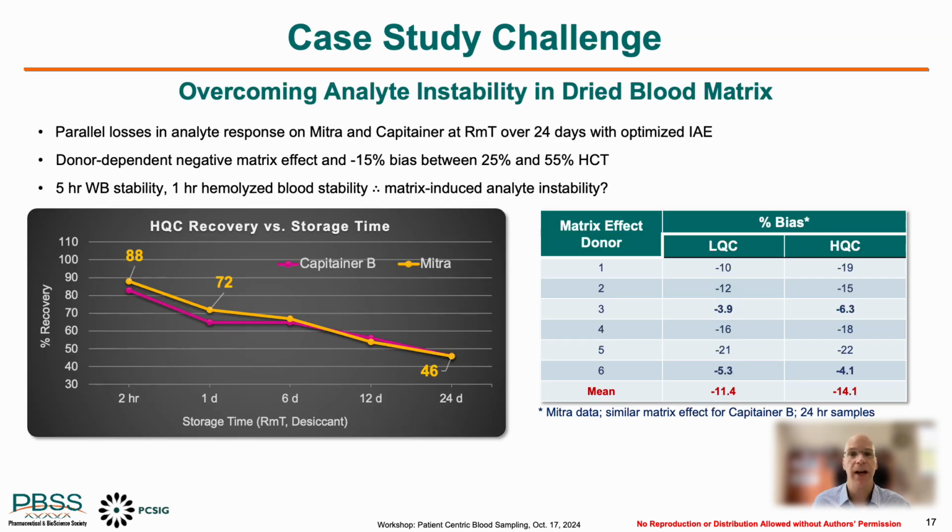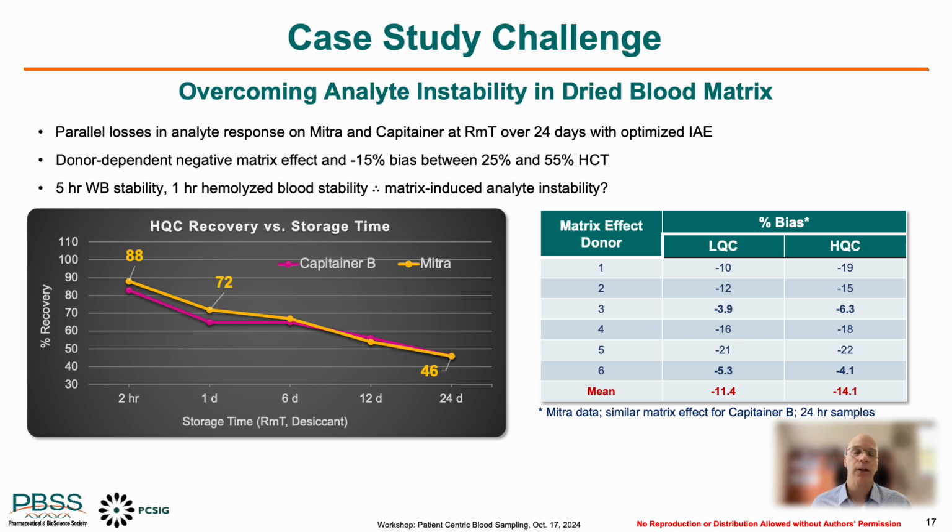For the next case study, the challenges were rather different and required an out-of-the-box solution. For this analyte, we observed reduced recovery, some 42% on both Mitra and Capitainer, so they mirrored each other over a 24-day period, most pronounced at room temperature, which I've plotted here, but improving somewhat at reduced temperatures of 4 degrees and minus 20 degrees C. However, our client insisted that reduced temperature storage over a truncated period in order to meet acceptance criteria for stability was not an option for this study, and so we were tasked with making it work at room temperature.